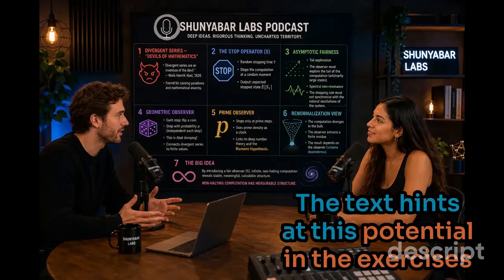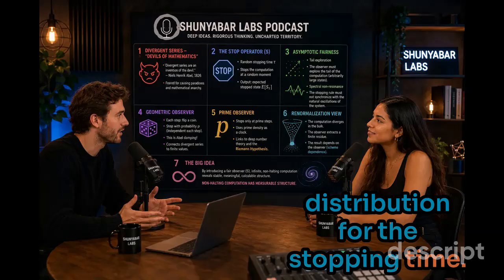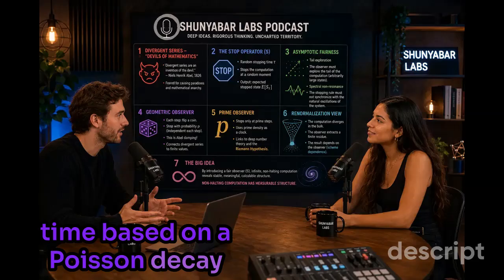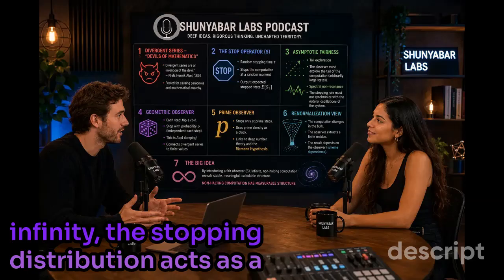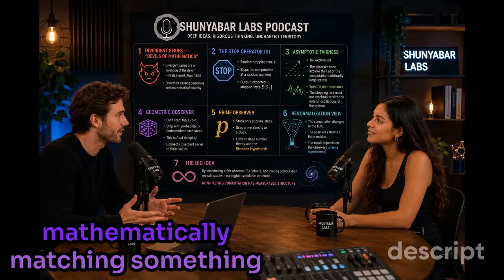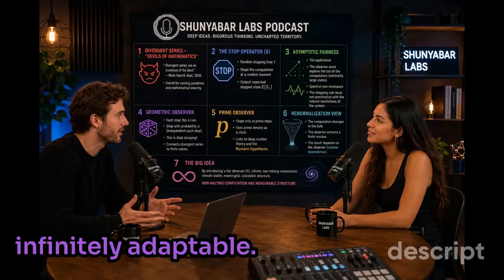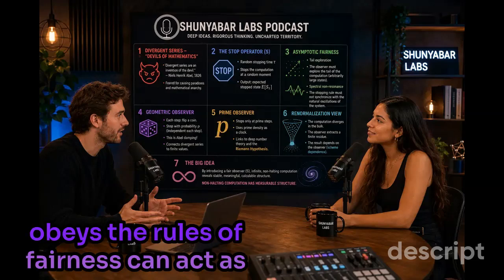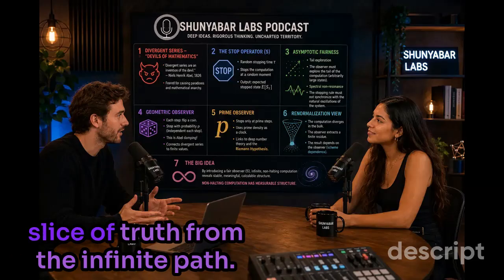The text hints at this potential in the exercises, where they introduce a Poisson distribution for the stopping time. Right. The observer pulls a random stopping time based on a Poisson decay parameterized by lambda. And as you push that lambda to infinity, the stopping distribution acts as a hypersmooth filter over the partial states, mathematically matching something called Borel regularization. It just proves that this framework is infinitely adaptable. Any probability distribution that obeys the rules of fairness can act as a valid observer, extracting a slightly different mathematically valid slice of truth from the infinite path.